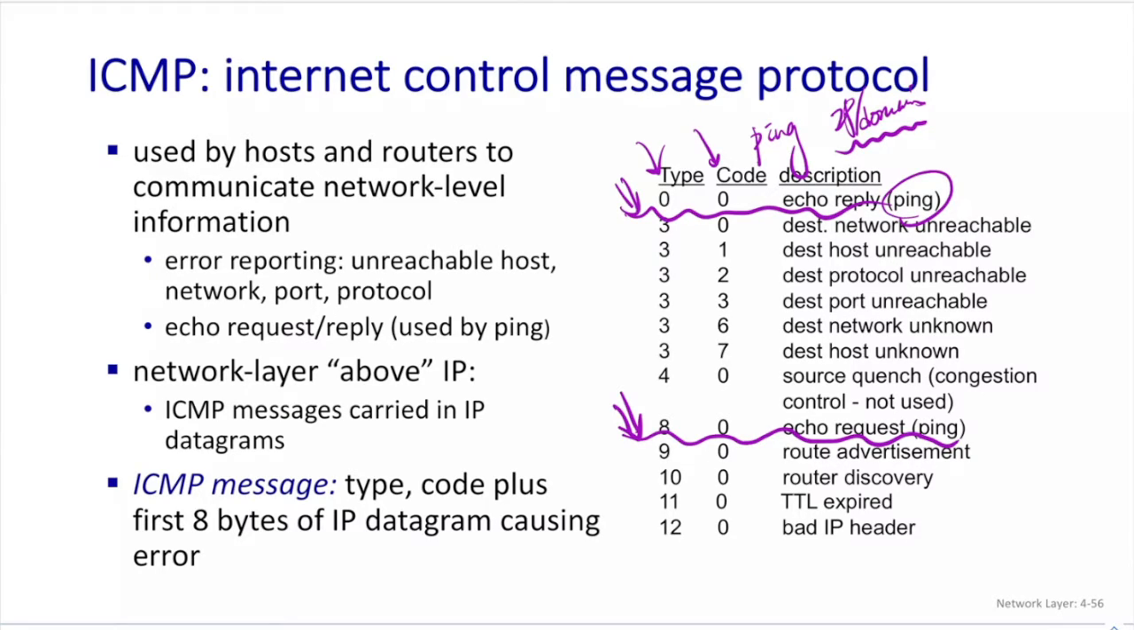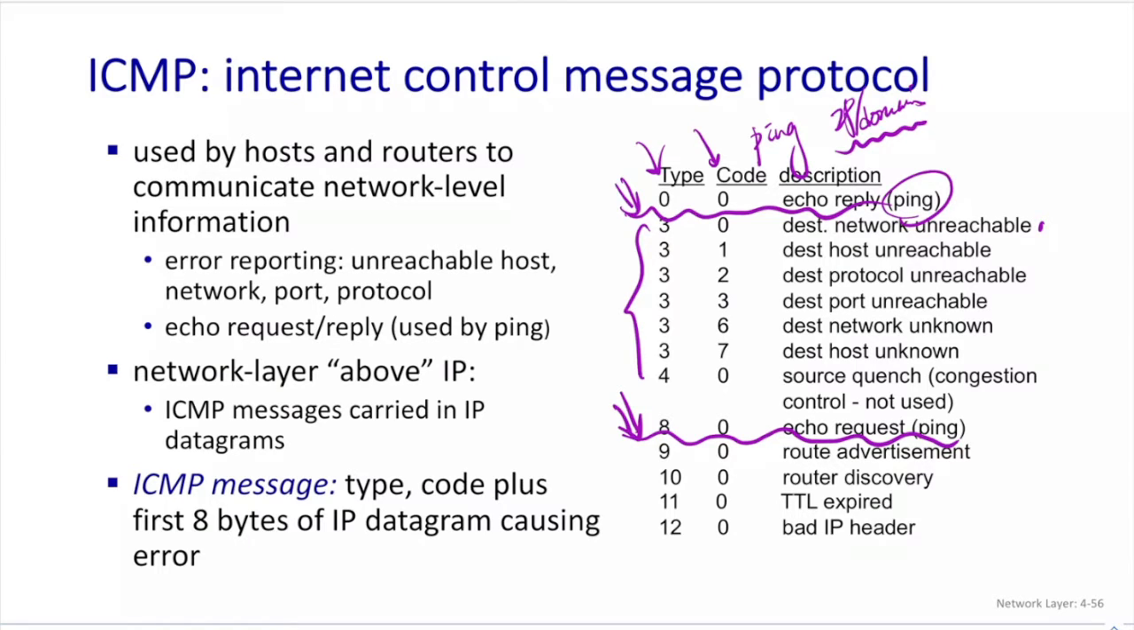Sometimes routing protocols or routers may have some problem. For example, the fiber is disconnected or there is a power outage. There are a lot of different problems, right? So the response is not always 0 and 0. We have several different debug messages or information.